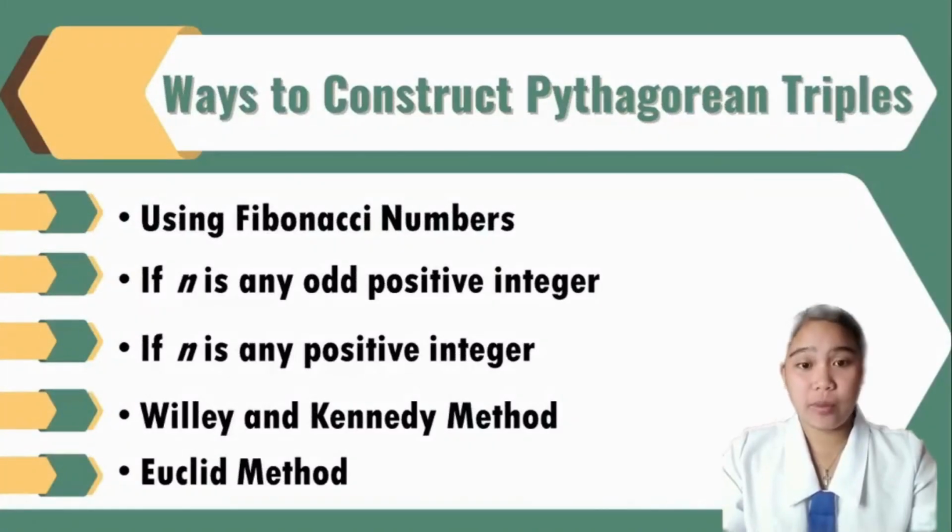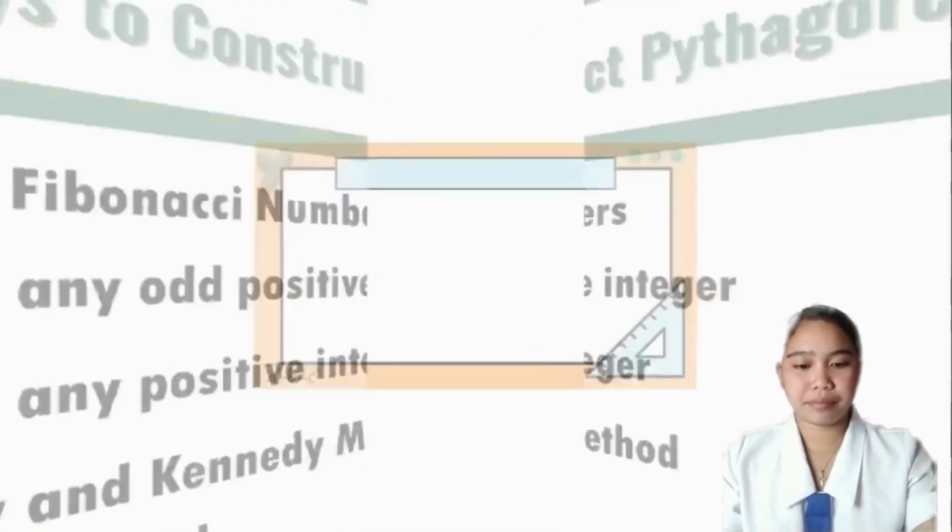So, what are the ways to construct Pythagorean triples? First, we have using the Fibonacci numbers. Next is if n is any odd positive integer, and if n is any positive integer, the Wiley and Kennedy method, and lastly, the Euclid method. So first, we're going to discuss using Fibonacci numbers.